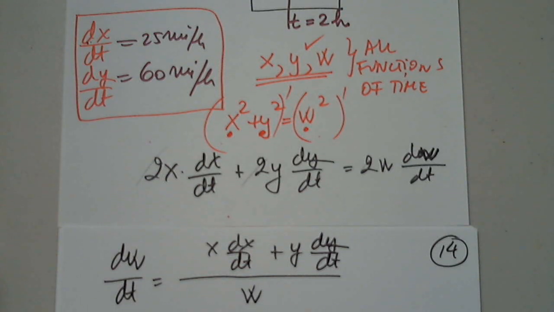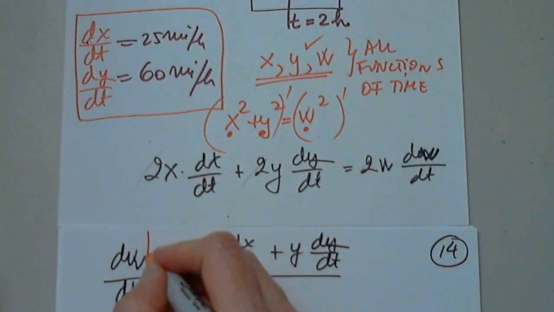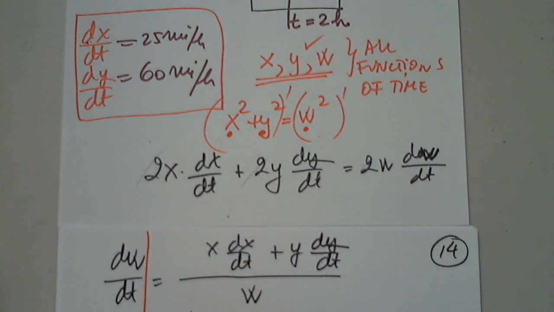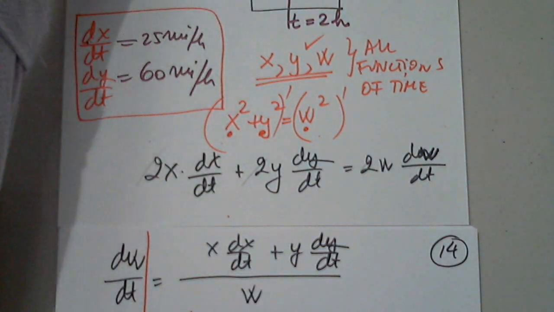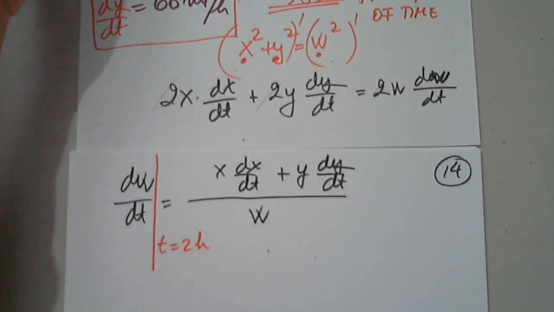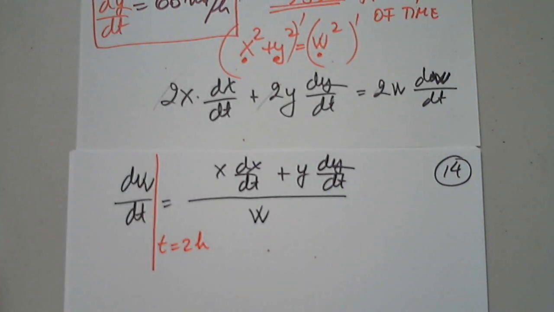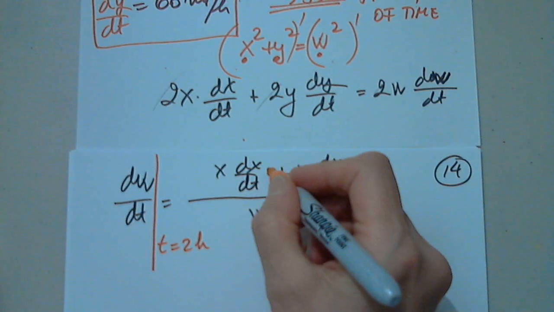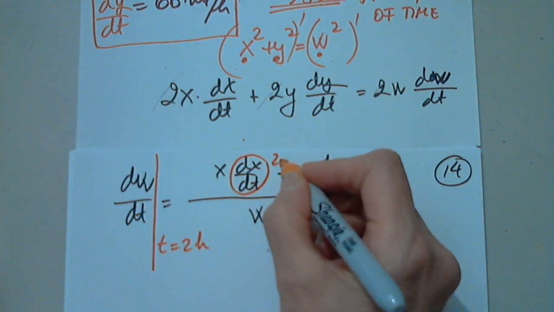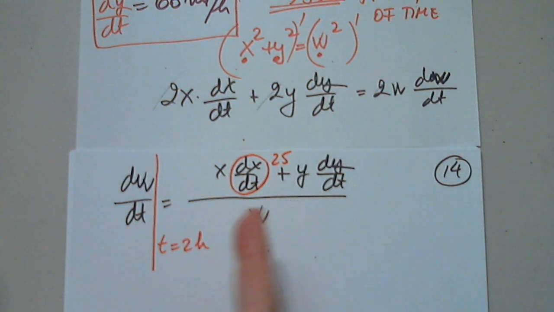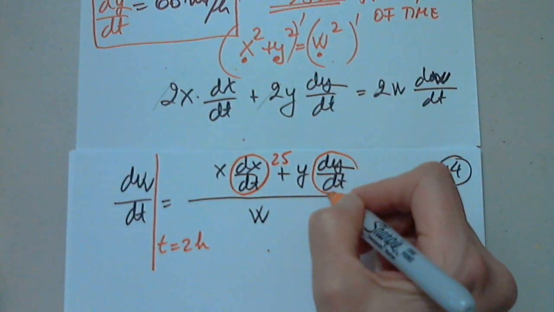Only now I will say when t equals 2 hours, because I have the function. Once I have the function, I can plug in. I don't have x. We'll calculate in a minute, but I know that this is 25. I don't have y. We'll calculate in a minute, but I know that this is 60.